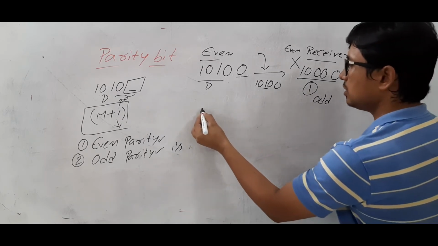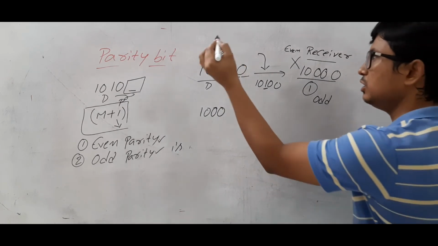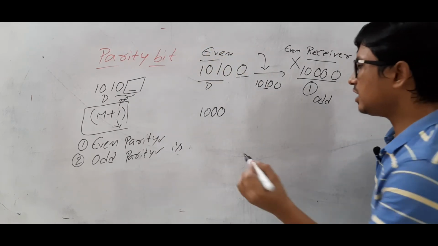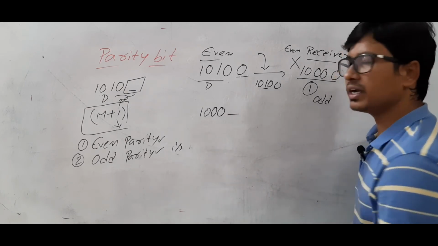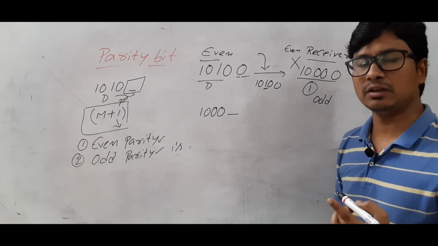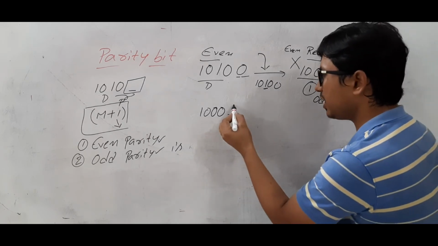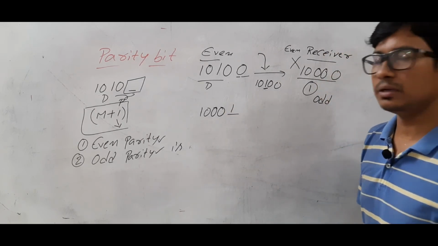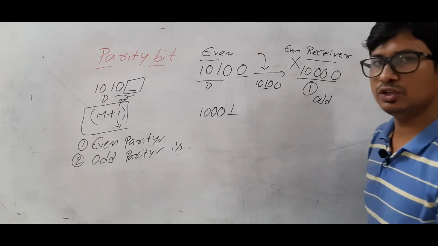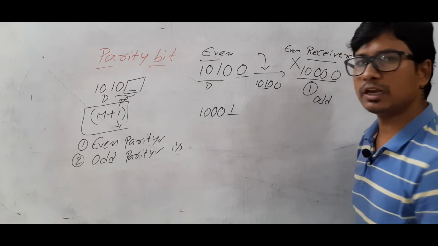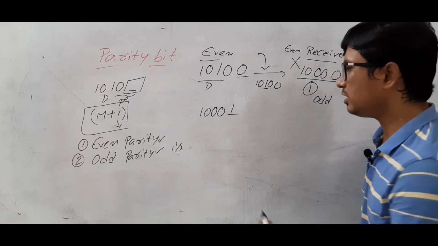Let's take that the source has to send the data 1000 using the even parity. Now can anyone tell me what the parity bit will be? The number of 1s in the data plus the parity bit should be even. Am I right or wrong? So if I add 1 as the parity bit, then it will be even. If I write 0 as the parity, then the number of 1s is equal to 1, which is an odd number. Are you following that or not?